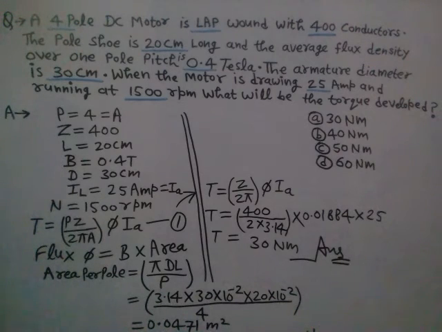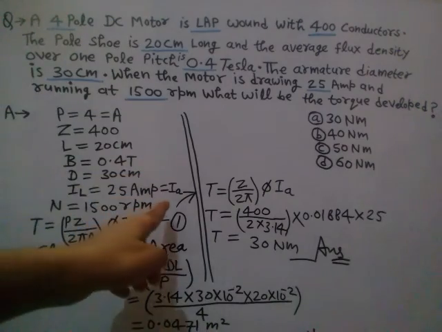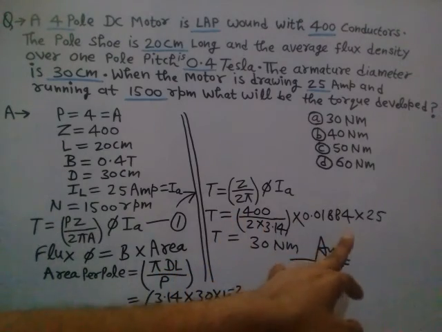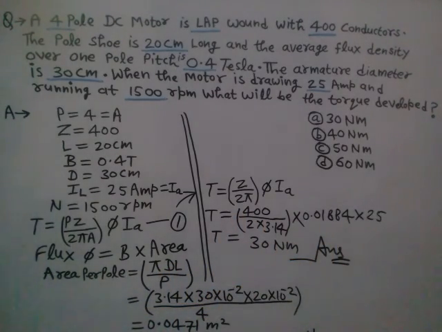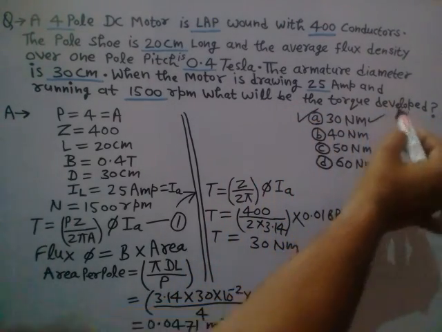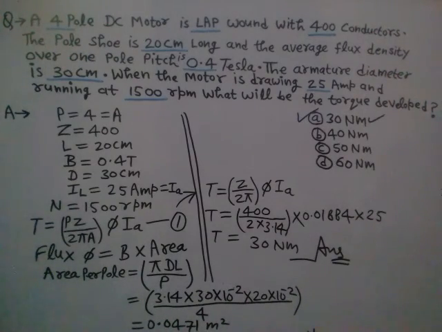So here motor type is not given, whether it is series or shunt, right? And no information is given about the field resistance or field current. So just take the given current as armature current and use this current in this torque formula to calculate the value of developed torque, right? So torque will come out to be equal to 30 Newton meter. So option A is correct. 30 Newton meter is the answer.